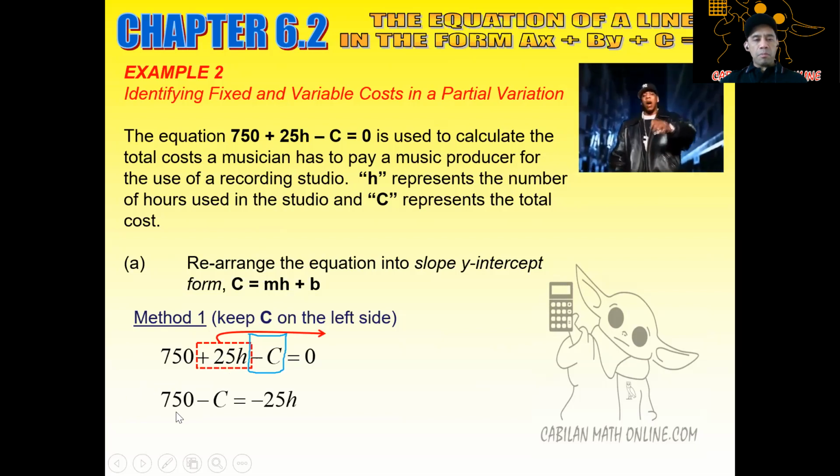All right, and step number two here, we're going to take the 750, and it goes to the other side and becomes negative 750.